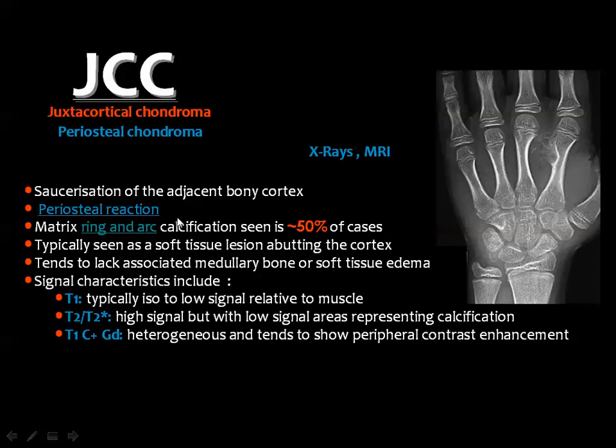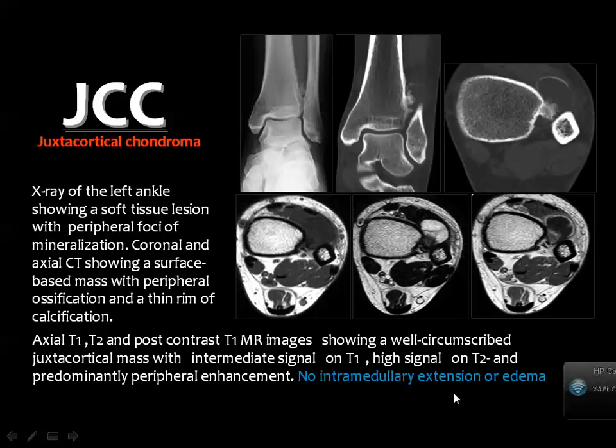Then you can see periosteal reaction, and you also see matrix calcification in about 50% of the cases. These lesions are usually intimately related to the cortex of the bone, and they are not usually invading the medullary bone or the soft tissues adjacent to the bone itself. By MRI, you see low signal in the T1 and high signal in the T2. If you inject contrast material, this will show some heterogeneous or maybe marginal enhancement.